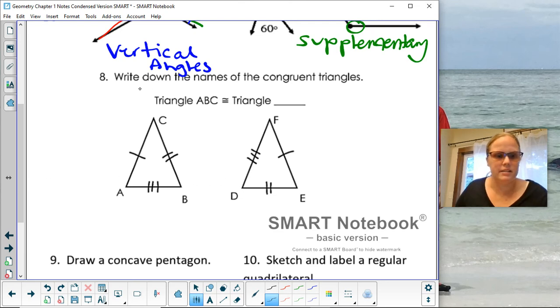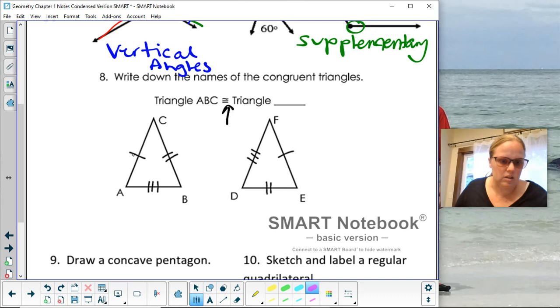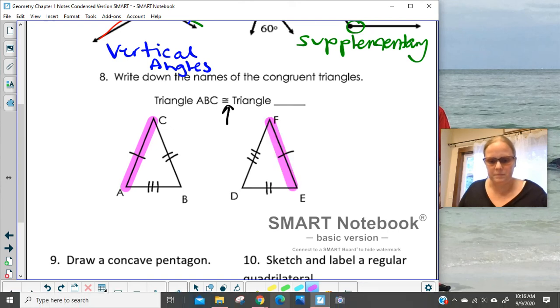All right, number 8, write down the names of the congruent triangles. Here we have triangle ABC. We need to say what triangle is equal or congruent to triangle ABC. So what I like to do is color code things that match up. Here I can see a single hash mark along this side here. And if I look at the other triangle, I see that same single hash mark over here.